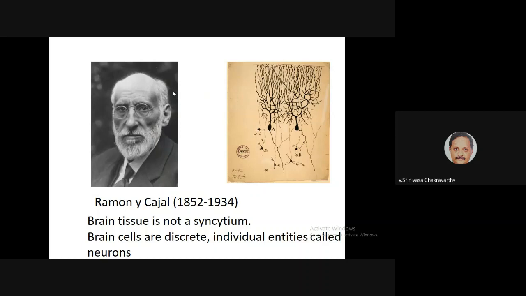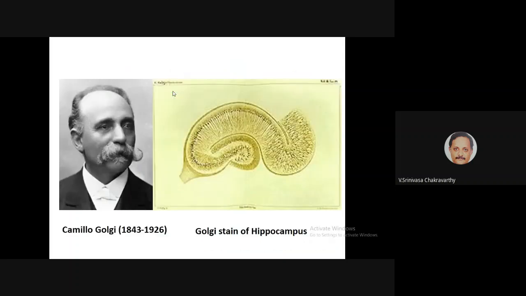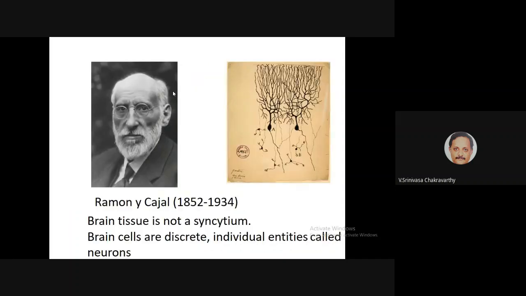Ramon y Cajal, a Spaniard, took Golgi's staining technique and applied it to lots of different brain tissues and studied the cells. His conclusion was that brain tissue is not a syncytium. A syncytium is a bunch of cells which form a continuous system, with a corridor-like continuous connection. He concluded that brain cells are distinct like any other cells we have seen before, individual entities, and he called them neurons.